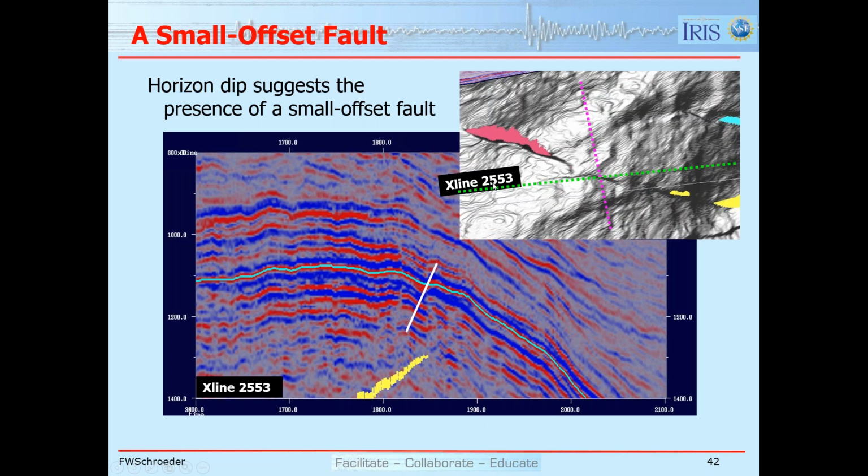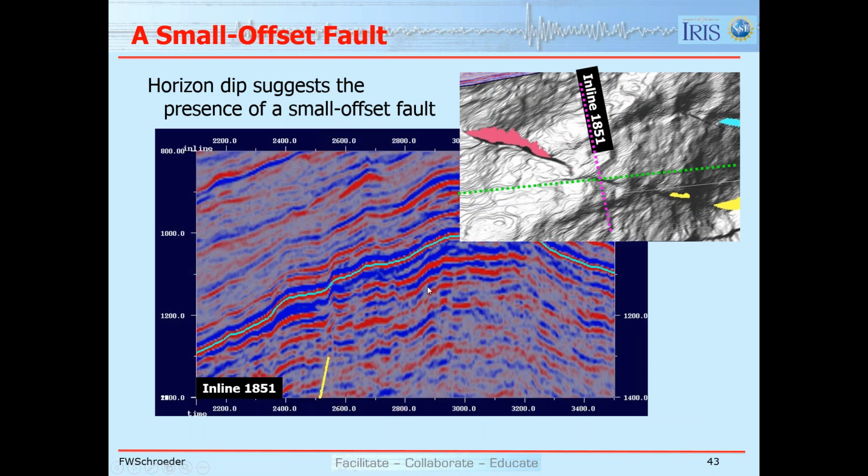So let's look at Crossline 2553, which is the dotted green line. It goes through a place where the horizon dip is relatively large, a possible place for a small offset fault. And that's right here where the horizon aqua color is tracking in the red. It drops down a little bit and continues on. And so I probably wouldn't have recognized this fault on my initial pass. But if this is an important area in terms of reservoir development, I can find that smaller offset fault.